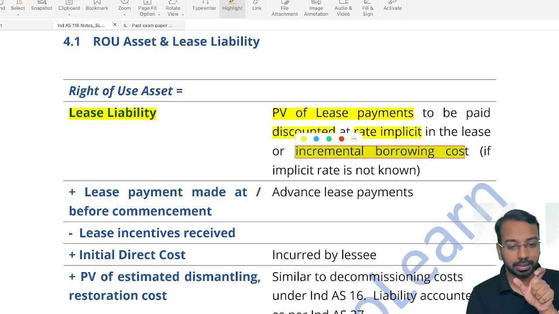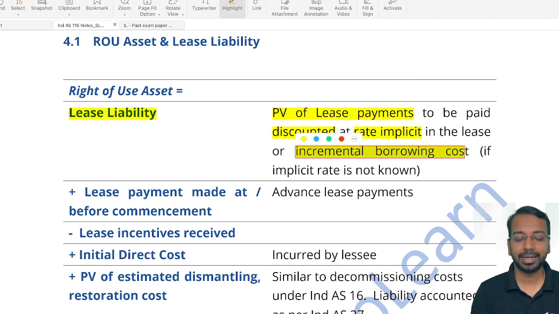Now, the sentence says, if the lessee knows that the lessor is earning this rate of income or this rate of return, the interest rate implicit means what? Implied, calculated, correct?